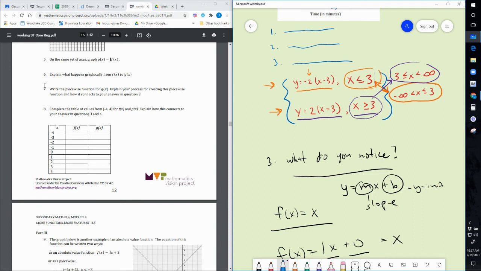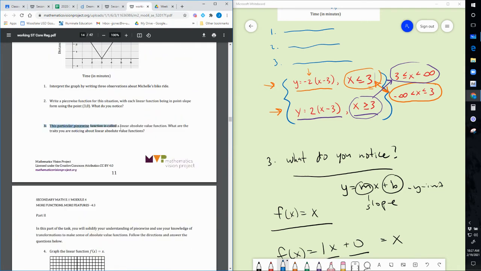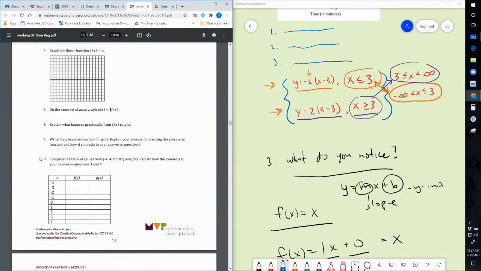All right, next question says, write the piecewise function, explain your process for creating this piecewise function, how it connects to your answer. Okay, you could kind of skip. Don't skip that. I want to say a couple sentences for that. What was your process? How does it connect to your answer all the way back in question 3, right? So go back and relate that.